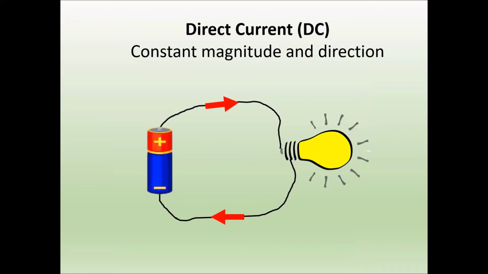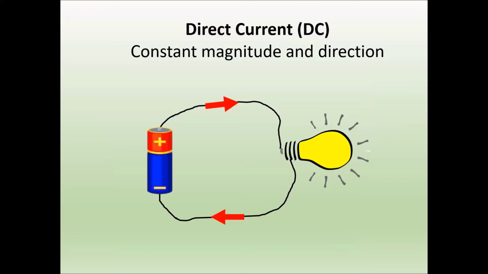Direct current, DC, means basically what it says, that it's direct, and the word direct means constant in magnitude and direction. So here the battery pushes out current from its positive terminal, shown by the red arrow, through the wire, through the lamp, and back to the battery. And that's a constant current. It doesn't vary with time. Well, of course, not until the battery runs down.